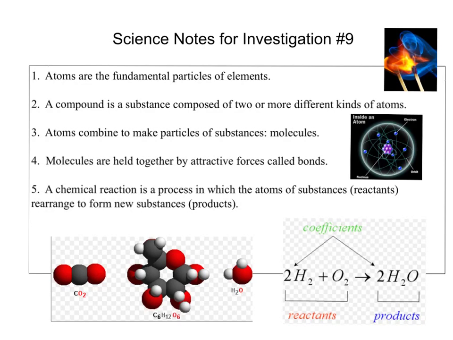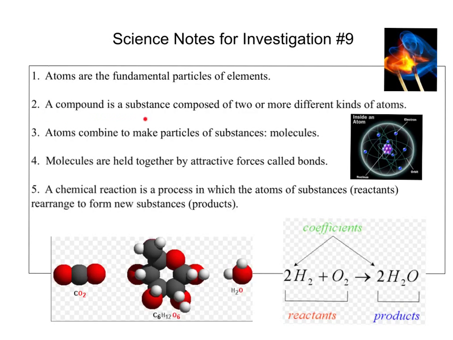The notes for investigation 9 that I want you to get into your spiral. Five main notes for investigation 9. Number 1, atoms are the fundamental particles of elements. And we learned about the periodic table earlier. The smallest part of any element that's still that element is an atom. Yes, there are parts to an atom that are actually smaller than the individual atom, but atoms are the fundamental particle of elements.